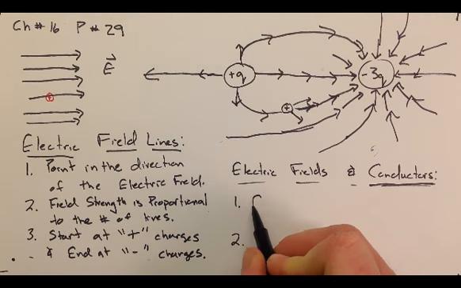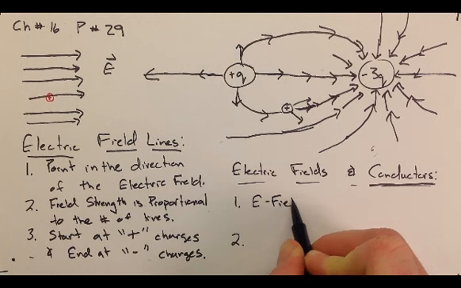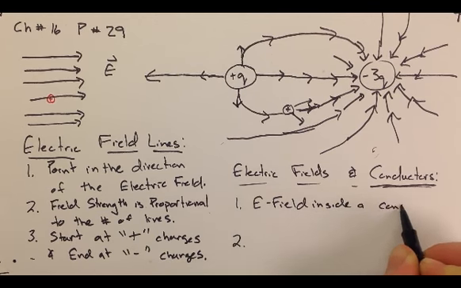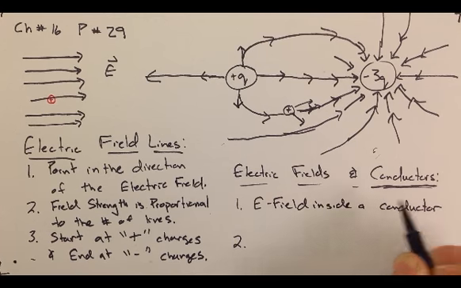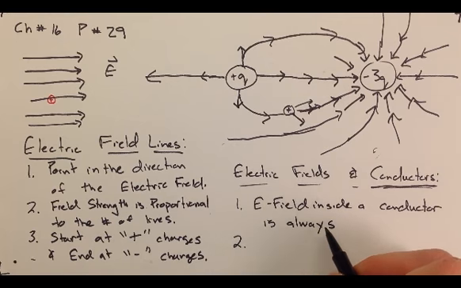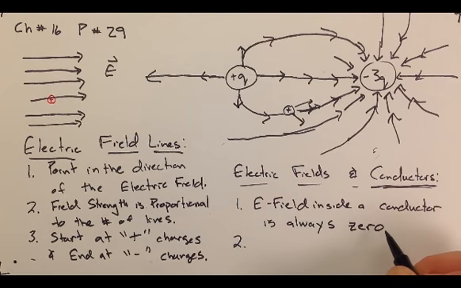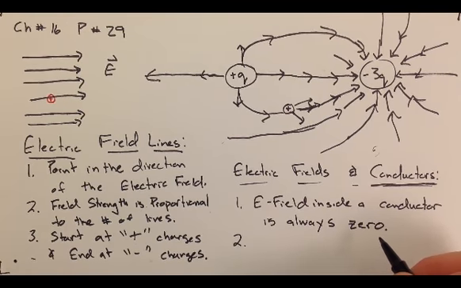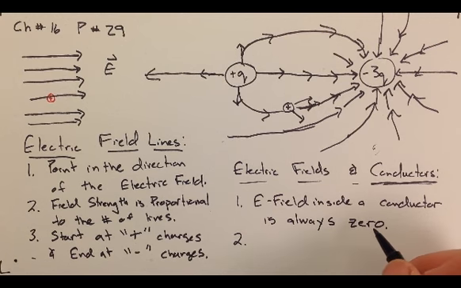And because of that, the electric field inside a conductor is always zero, at least in static electricity. When dealing with electrostatics, I should say, it is always zero. Why is that? Well, if there were an electric field inside a conductor, the charges inside of it would be free to move around, and they would move around in such a way as to cancel out the field inside there. So the electric field inside a conductor is always zero.